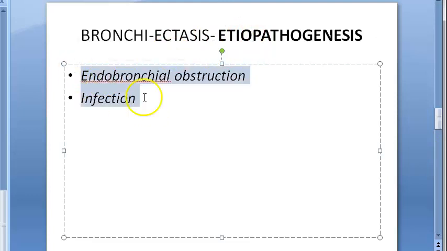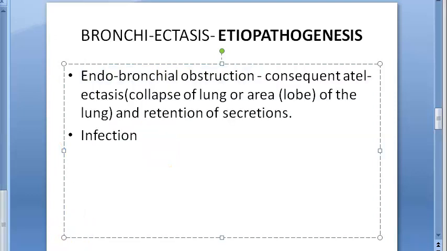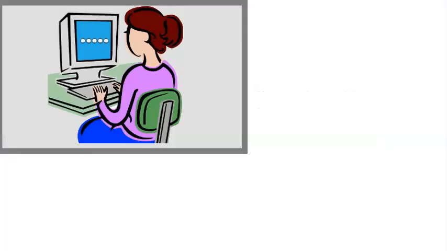Etiopathogenesis, there is endobronchial obstruction and infection, right? You already know obstruction and infection will cause this. This is the actual thing. Finally, this is what happens. But what are the causes for this? That also we will look at. But first of all, endobronchial obstruction and infection. So this infection can happen because of obstruction, or infection itself may lead to obstruction. Okay. Now let us go to the actual causes, guys.